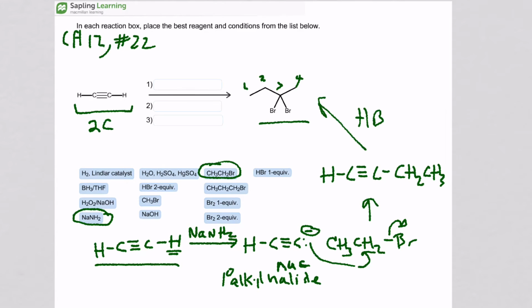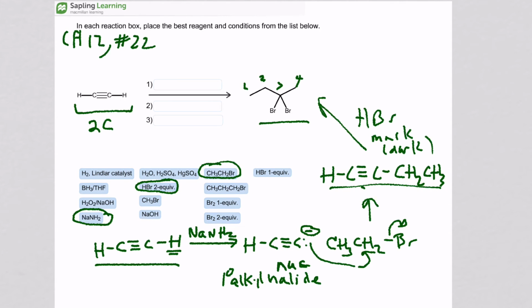Okay, so now we have our 4-carbon chain, and we know that we can add HBr to the alkyne, and it's going to add 2 times. It's going to do Markovnikov addition. Now we know we probably want to keep that in the dark. But it's going to add 2 times, so we need to have 2 equivalents, or 2 moles of it for every 1 mole of the alkyne, and that's going to give us our final product.